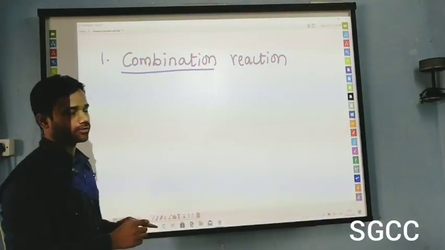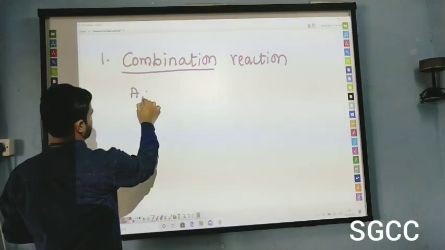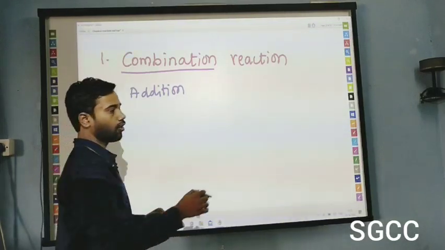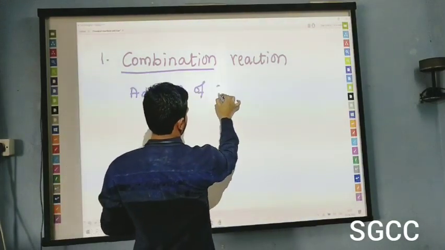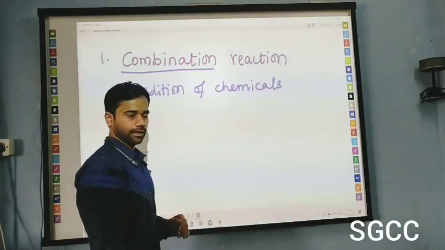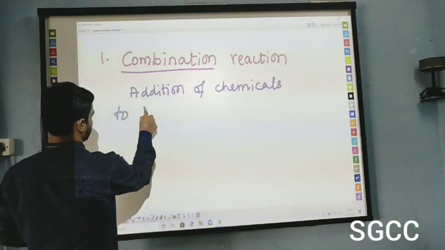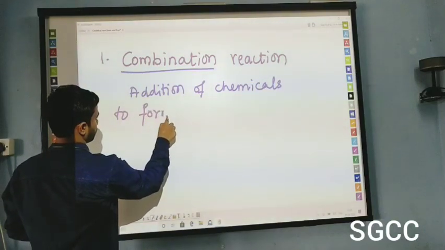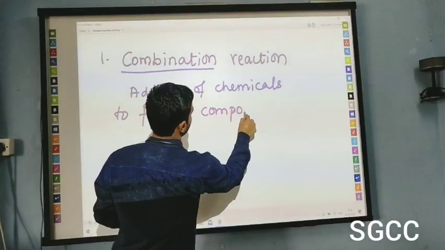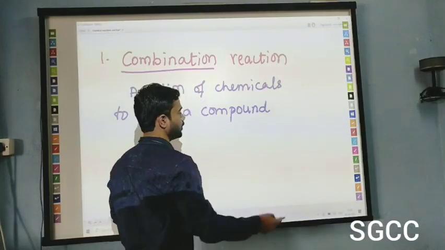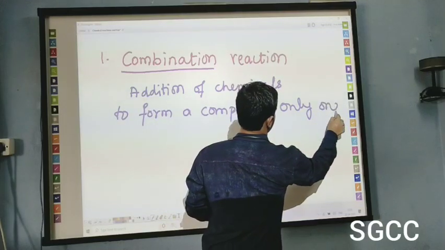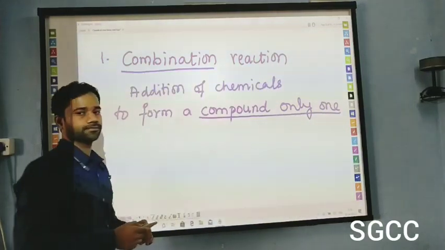Combination means addition. Addition of what? Addition of chemicals to form a compound. How many compounds? The compound should be only one. Only one compound. Remember this one. This is very important.